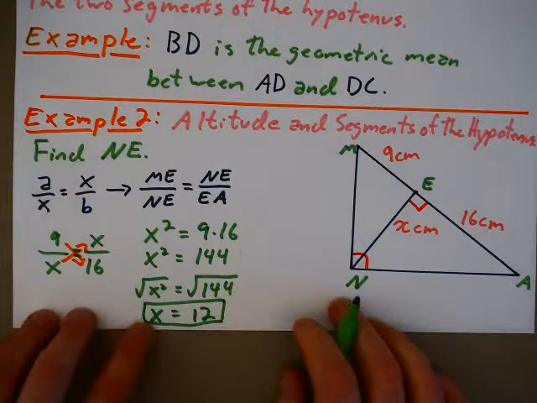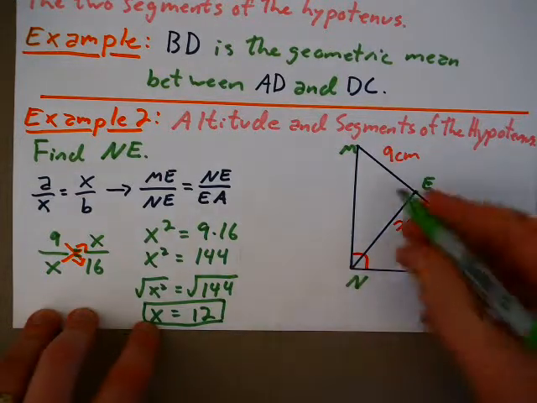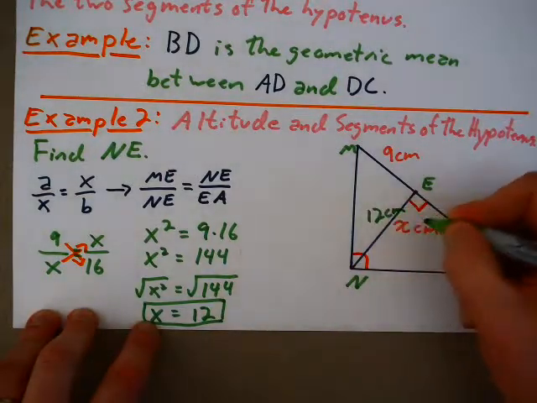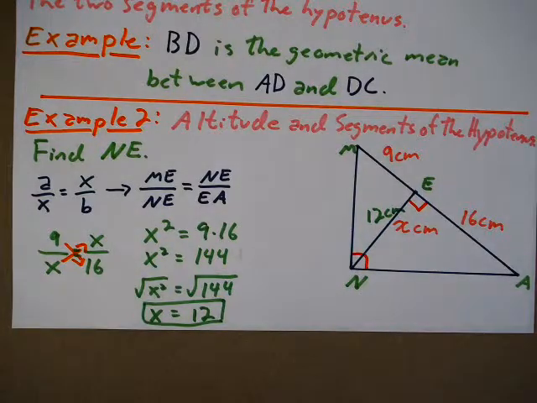So that tells me that the length from N to E is 12 centimeters. And that's how we use the geometric mean to find the altitudes of triangles.